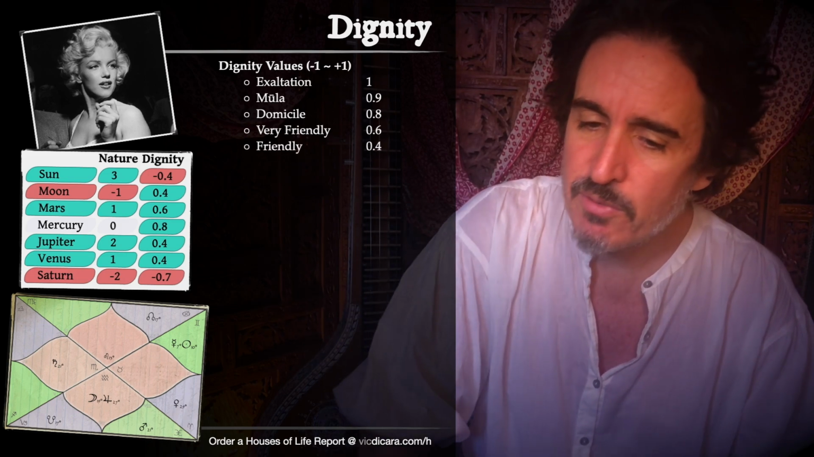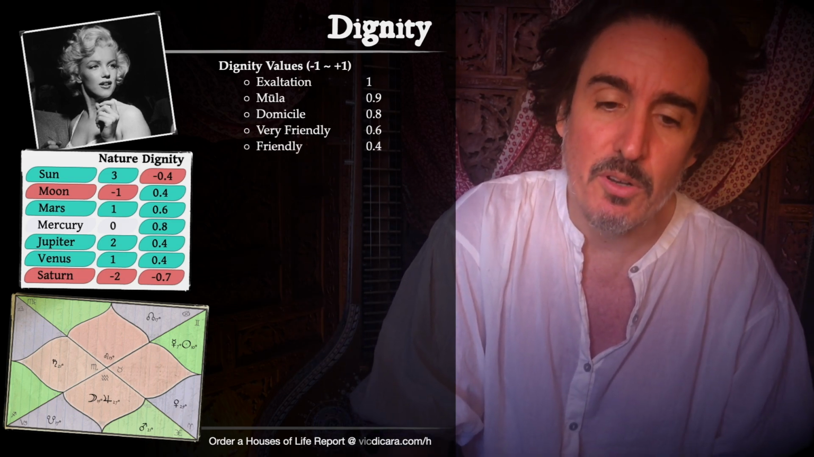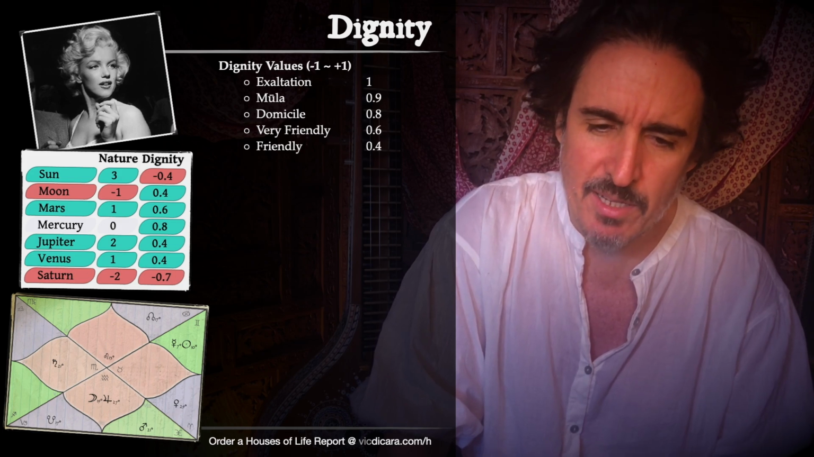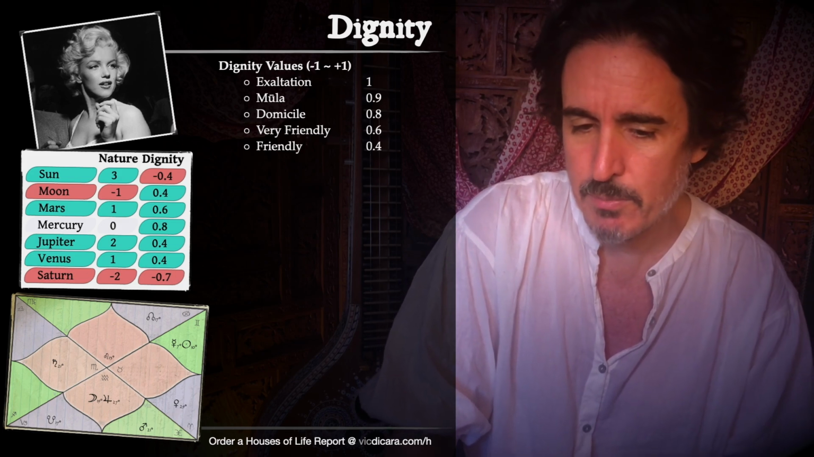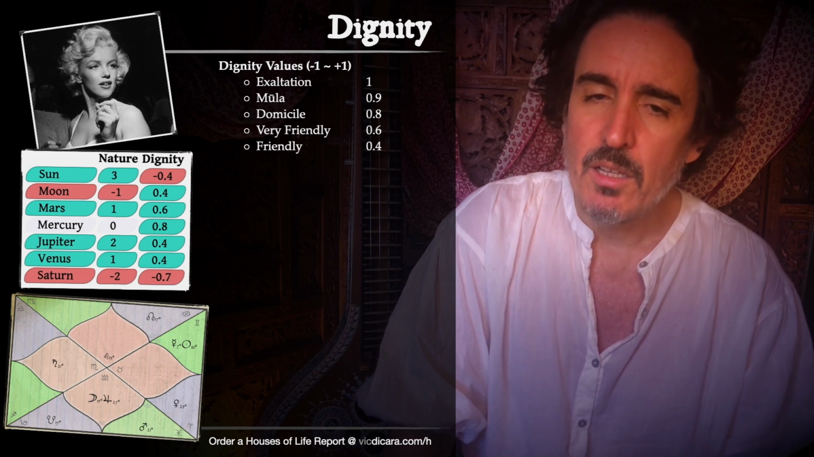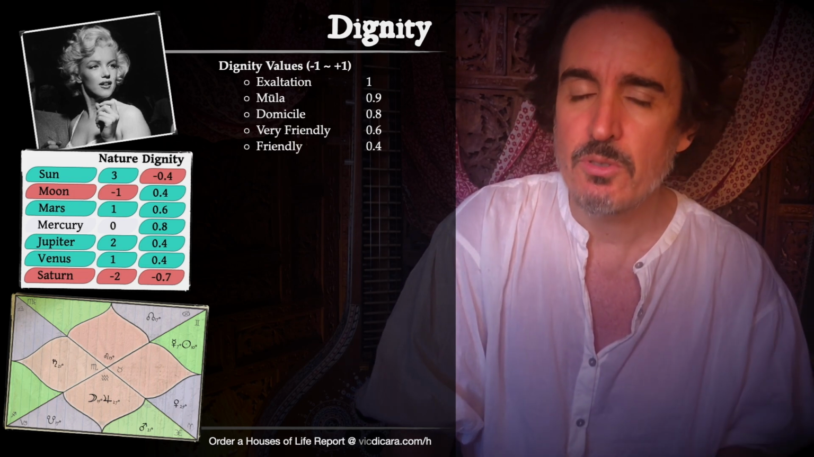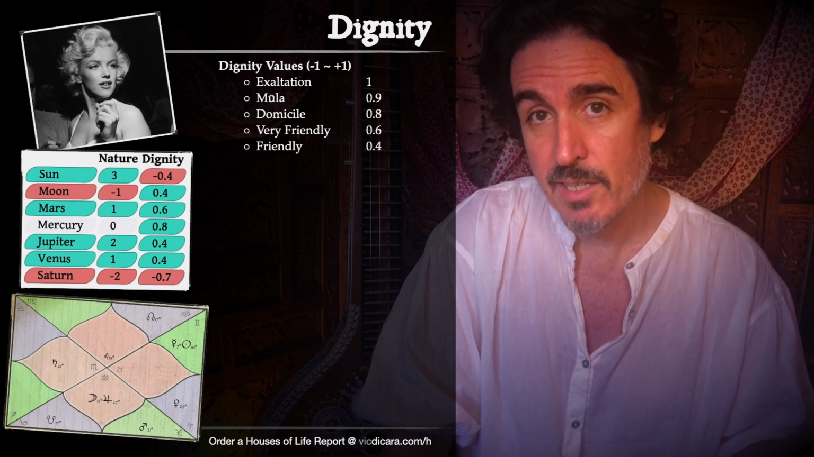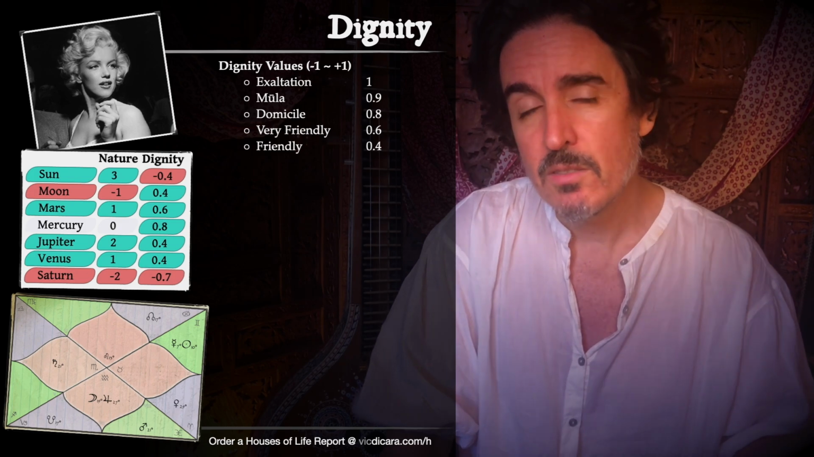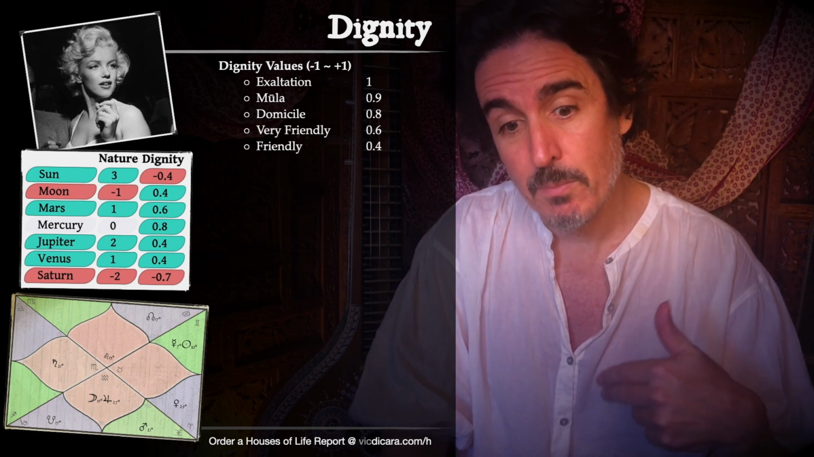A little less than very friendly is just plain old friendly, which is a 0.4. She's got 3 planets in friendly dignity. So we'll take, for example, the moon. The moon is in Aquarius. It's naturally neutral to Saturn, but Saturn is within 3 signs of it. Saturn is over in Scorpio, so the neutrality improves to friendship. So it gets a 0.4 score.